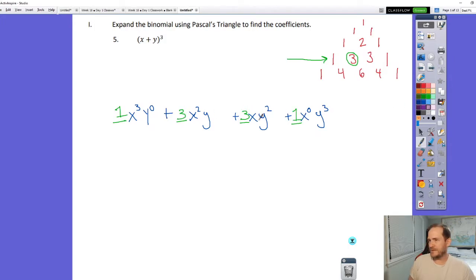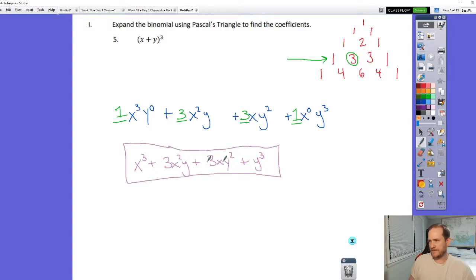So now just to simplify, clean this up. This whole first term is just x cubed. Then you're adding on plus 3x squared y. Then you're adding on 3xy squared. And then you're adding on 1y cubed. So that is about as easy as this ever gets. There's our 4 terms of our expansion.